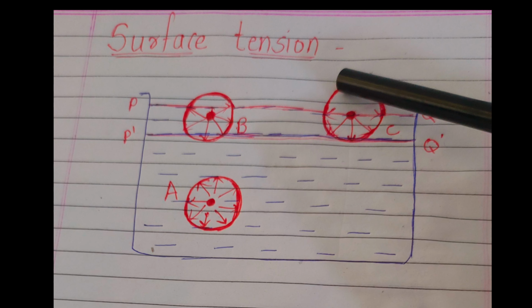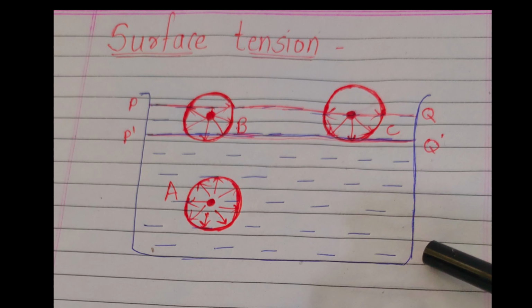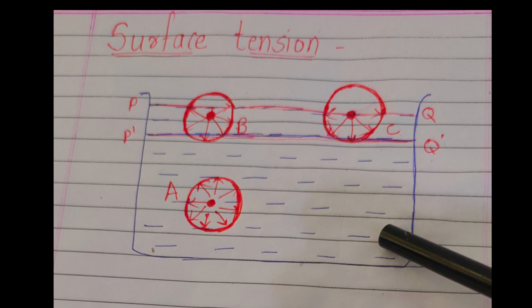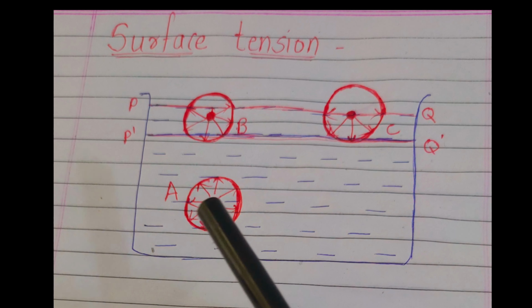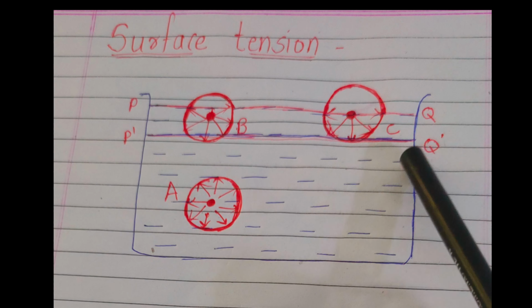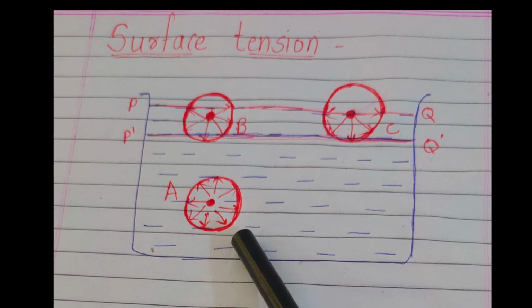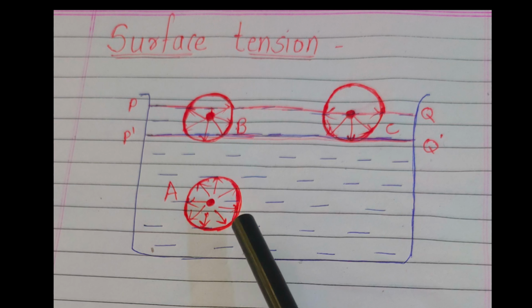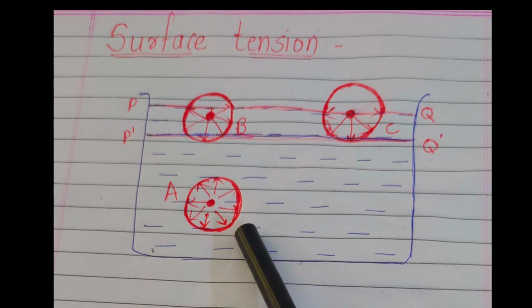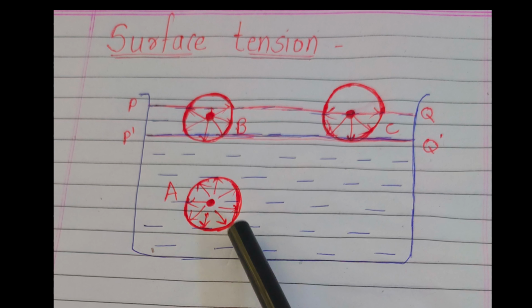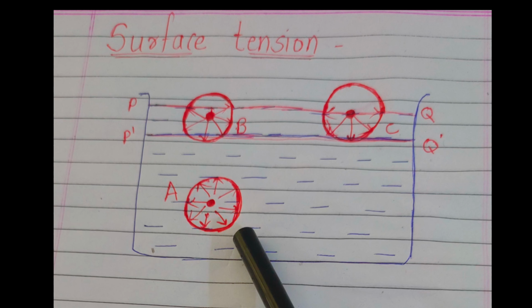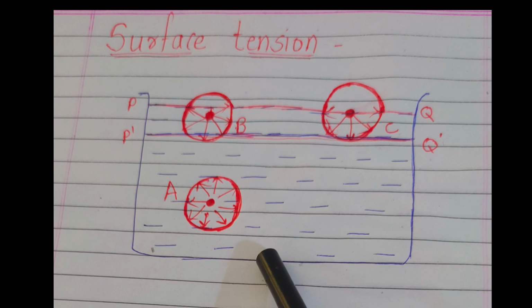Now what is surface tension? You can see a liquid container which consists of liquid. In that liquid container we are going to see the molecules A, B and C. Molecule A is completely lying within the liquid. So which type of force acts on molecule A? Obviously the cohesive force. Why? Because cohesive force is a force which acts between the same particles of the substance. So the net resultant force is a cohesive force, and it keeps the molecule A within the liquid.